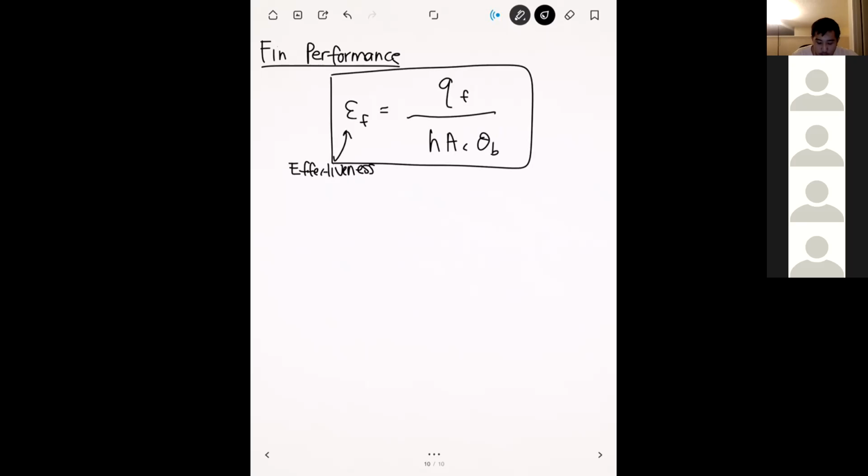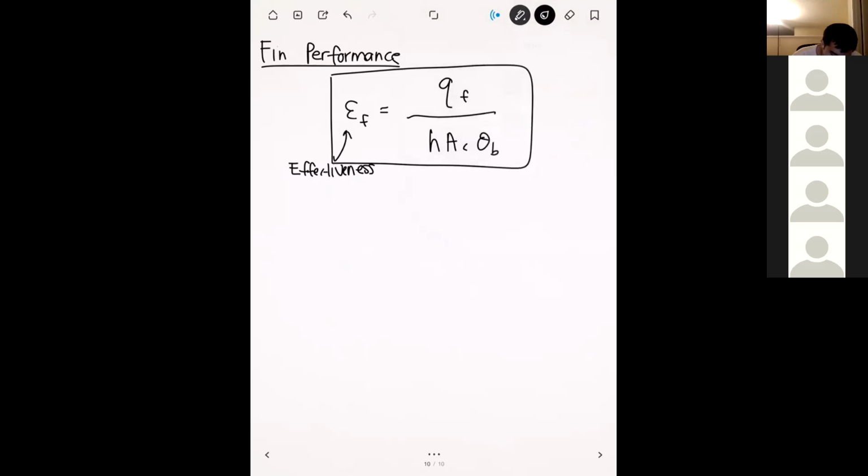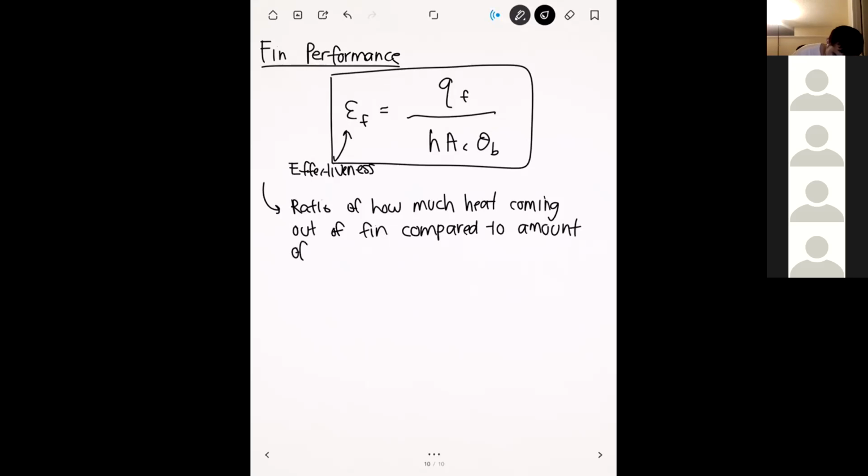Effectiveness is going to be computed as Q_f, where Q_f is the total amount of heat transfer from the fin, divided by h A_c theta_b. The origin of this equation is that it is a ratio of how much heat transfer is coming out of the fin compared to the amount of heat transfer that we would get if no fin was there. So we're comparing these two situations.